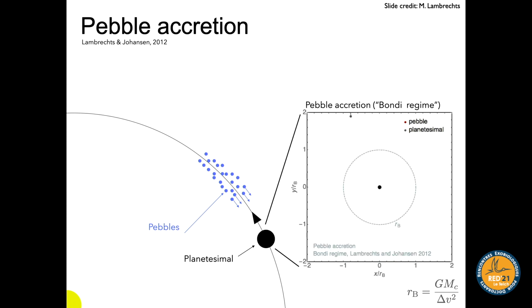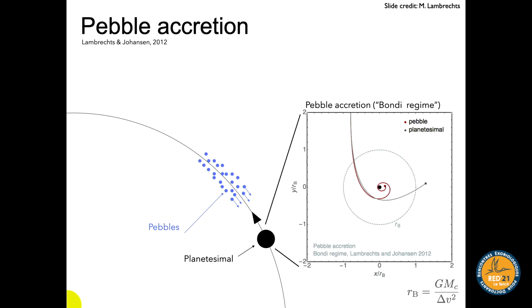They're the dust that grew big enough by bashing into each other to drift within the disk because they feel its headwind. And what's interesting is that, from the point of view of the planetesimal, this dust can drift inward slowly. And so what happens now? That's the process of pebble accretion. And it turns out that pebble accretion can be very efficient.